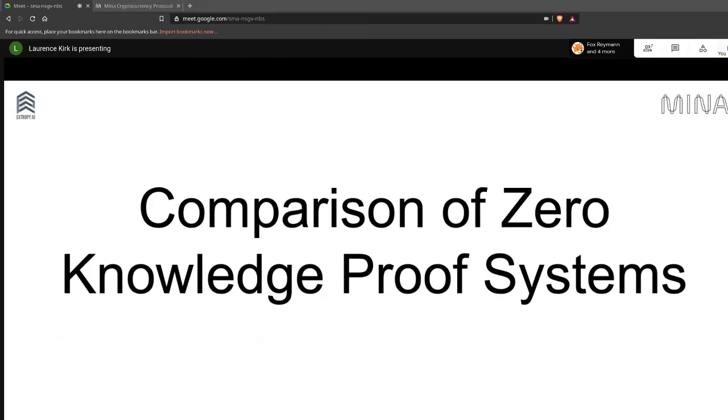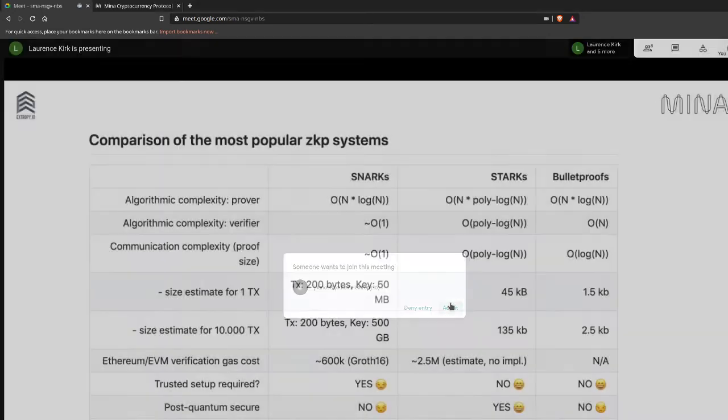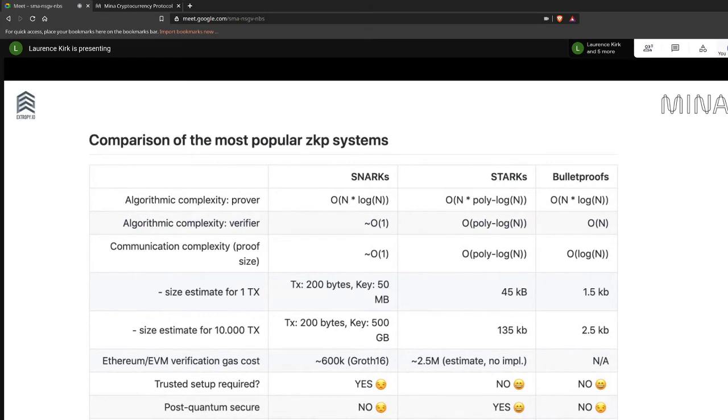If we go through and look at some other types of zero-knowledge proof systems, I'll just show a couple here. We have STARKs and bulletproofs. Really, I just want to compare STARKs, I think. STARKs are a very different way of doing zero-knowledge proofs, very different than SNARKs, and a very different technique to the one I described, and they have different features.